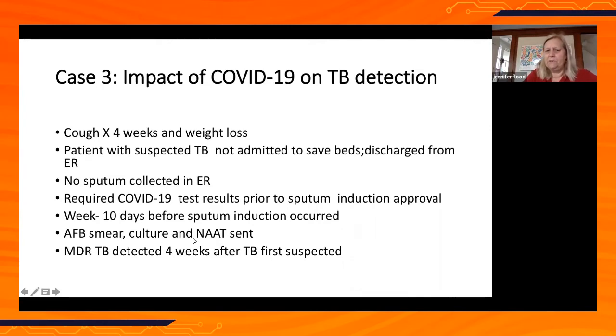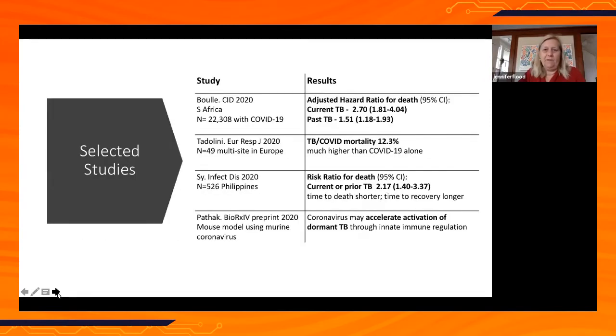Finally, AFB smear culture and nucleic acid amplification testing was sent. And then it was multi-drug resistant TB that was detected 4 weeks after TB was first suspected. So she had plenty of time early on in her illness when she presented to have TB diagnosed. Instead, she waited at least 4 weeks for TB to be detected, and it was MDR TB, and there was a chance for transmission to her family members and community. So these are all situations that we're trying hard to avoid.